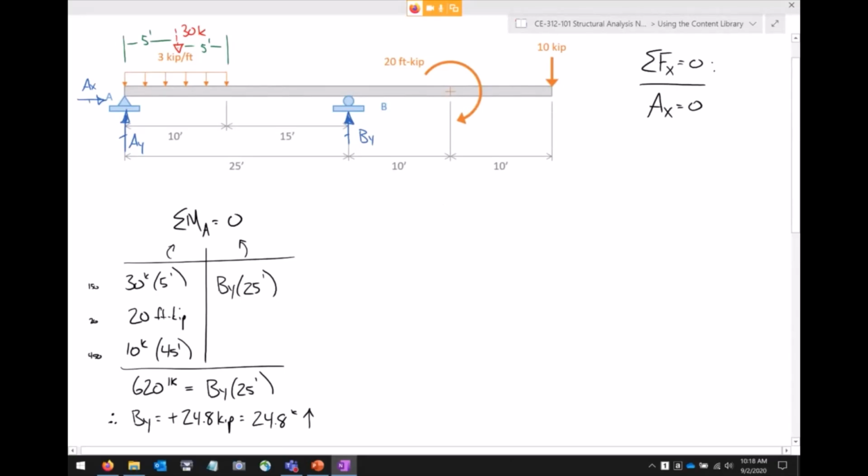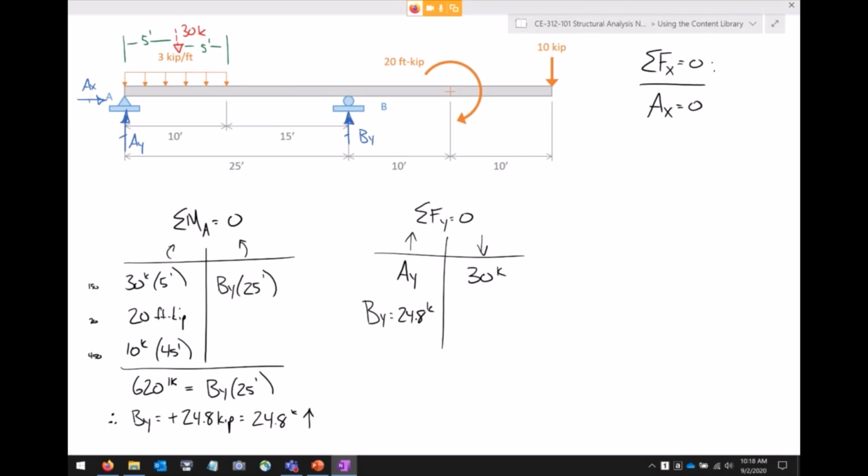And then now that we've got that reaction, we have the AX, we have BY, so we need AY. We can sum forces in the Y direction. Now, do the same thing we've done before. So AX, do we consider AX? No. What about AY? Yes. Put that on the left column. The 30 kips? Yes. BY, we put that in the upward column, but we know what that is. It's 24.8.